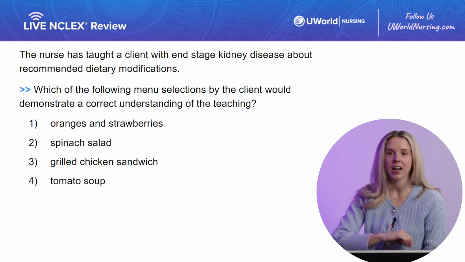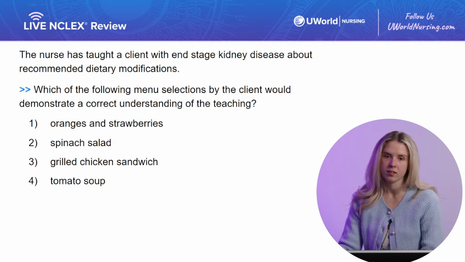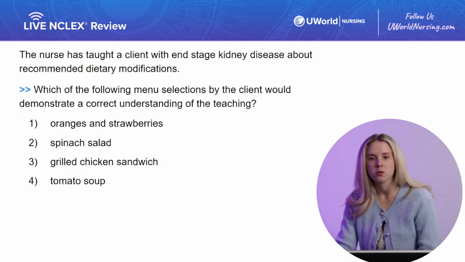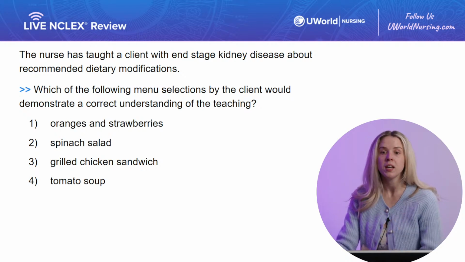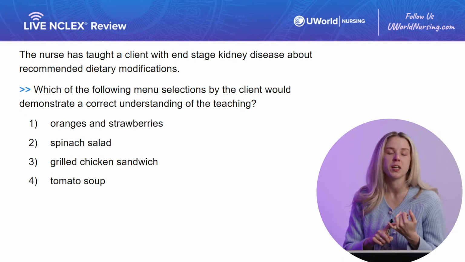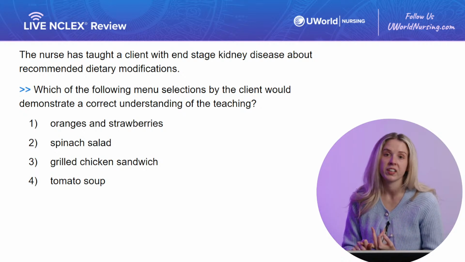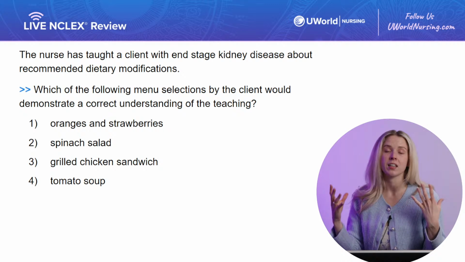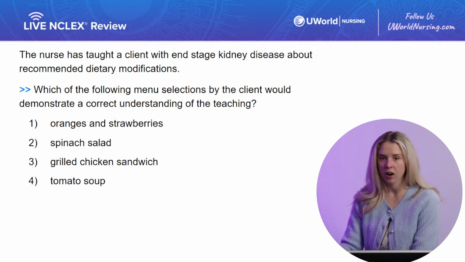So this one's kind of like a double whammy. We can definitely cross this one out. That leads us to option 4, tomato soup. Tomatoes are rich in potassium. Also, soup, specifically canned soups, are typically pretty high in sodium content. So again, we can cross this out.